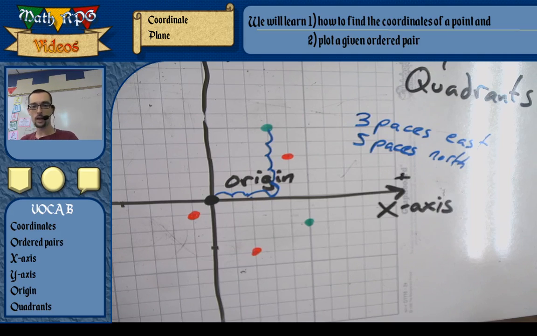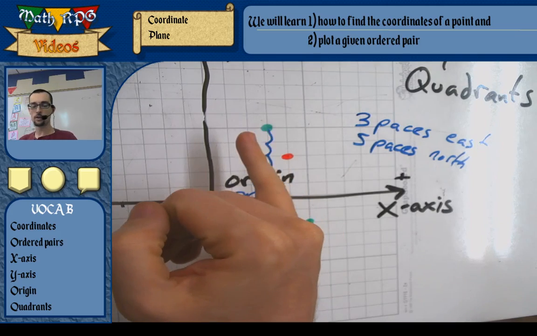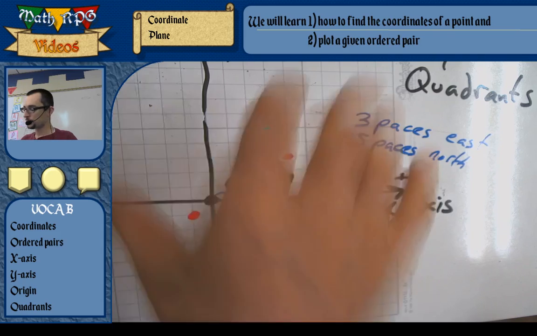There's only one way to move 3 paces east and 5 paces north. There's only one place you could possibly end up at. Every other place would be a different number of steps.